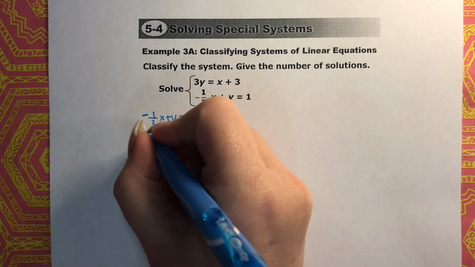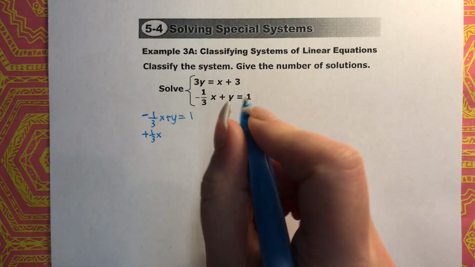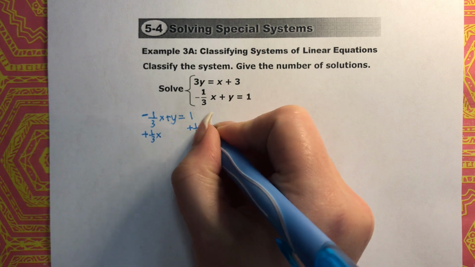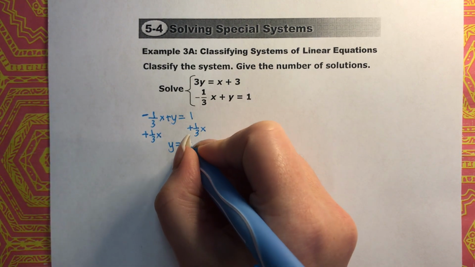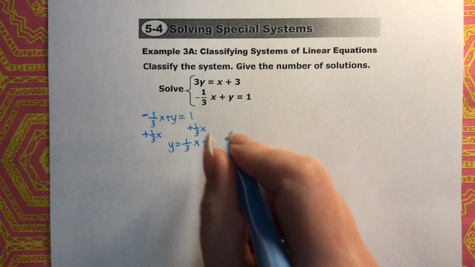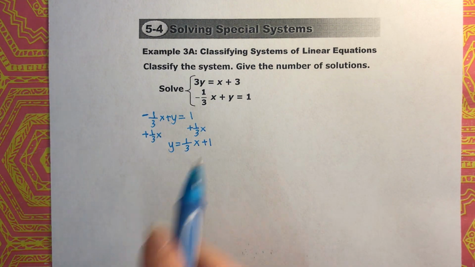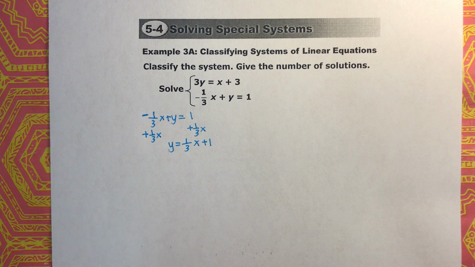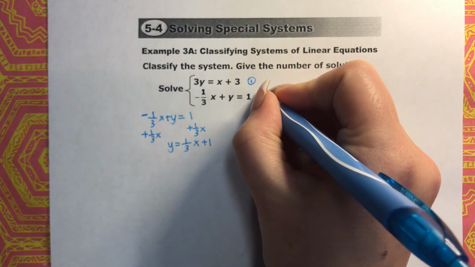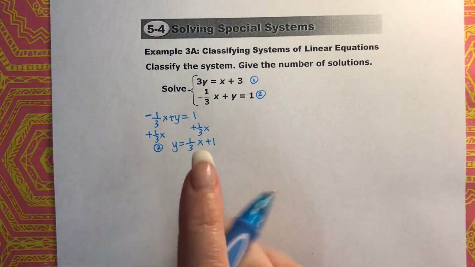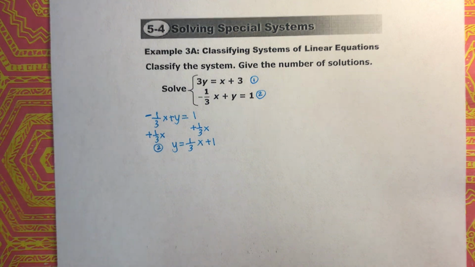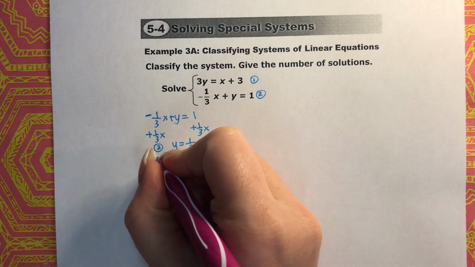And I'm going to get y by itself, so I'm going to add 1/3 x to both sides, which means I'm left with this, okay? So, all right, what is this? This is my equation 1, this is my equation 2. Okay, so this is my equation 2 answer, so that means I'm going to take that and substitute it back into equation 1, right?